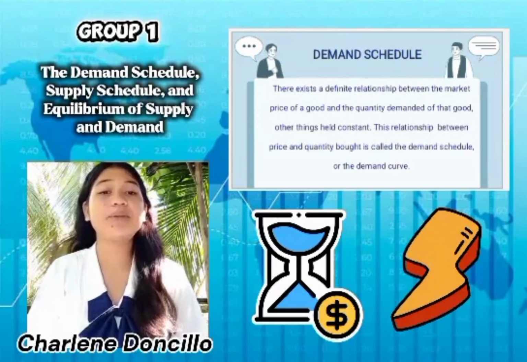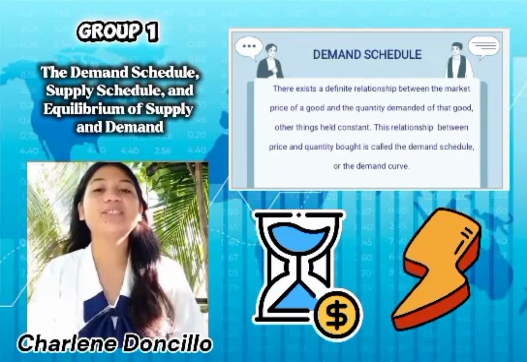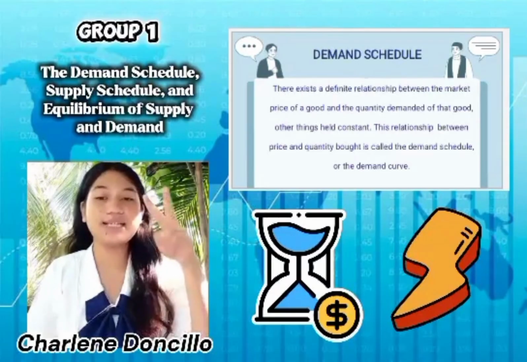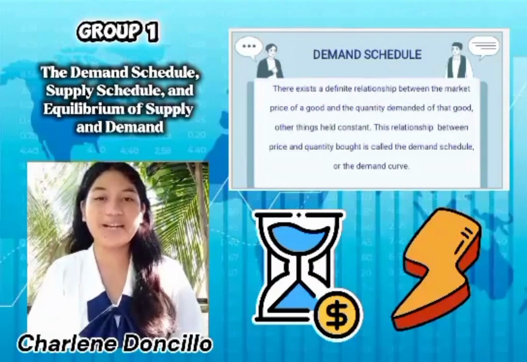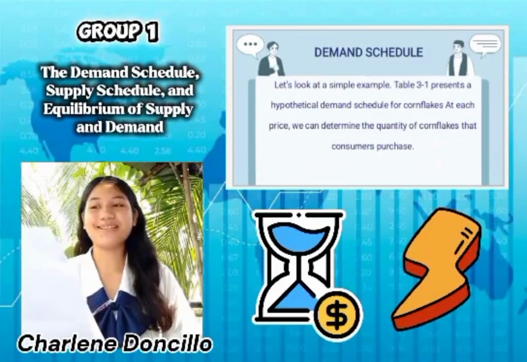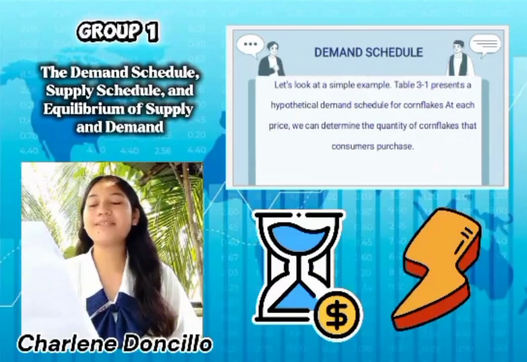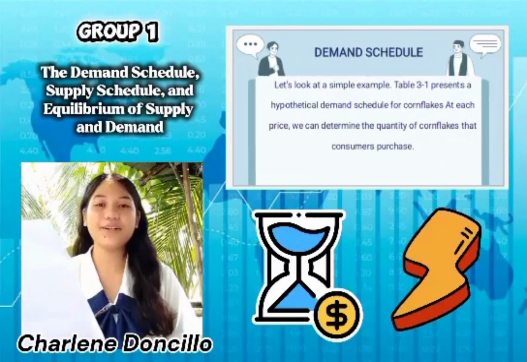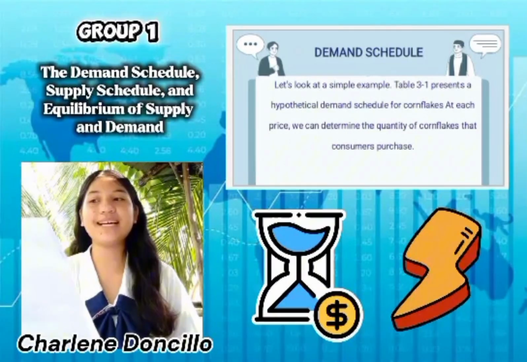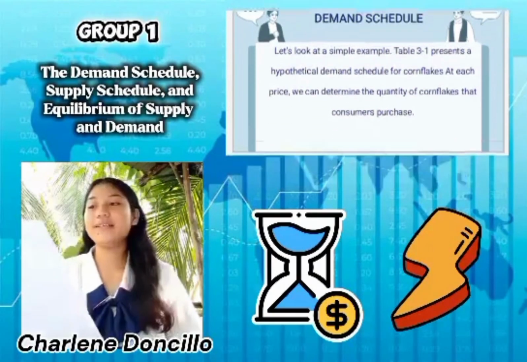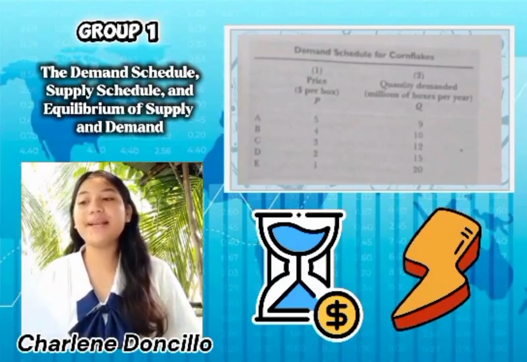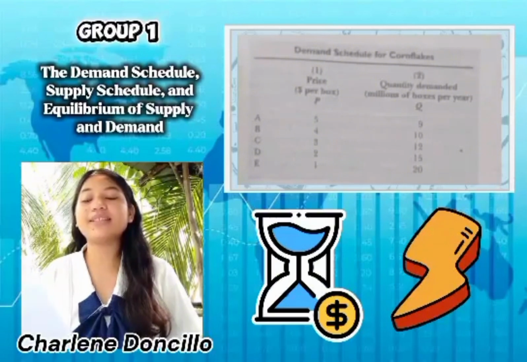The relationship between price and the amount people buy is shown in a demand schedule or demand curve, which helps visualize how demand changes when prices change. Let's look at a simple example. Table 3.1 presents a hypothetical demand schedule for cornflakes. At each price, we can determine the quantity of cornflakes that consumers purchase. Demand schedule for cornflakes: price per box, and the quantity demanded in millions of boxes per year.